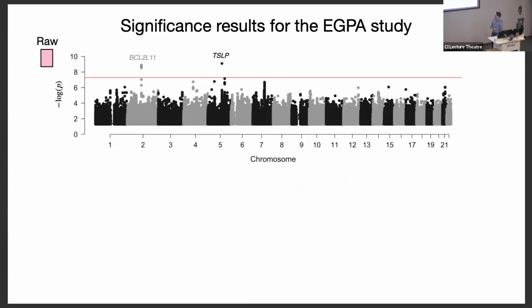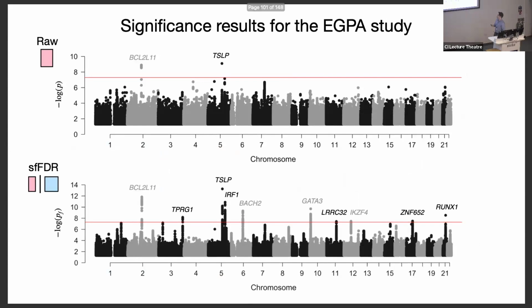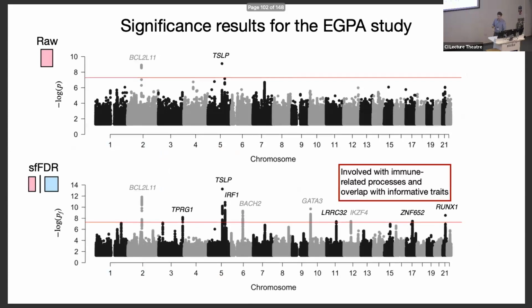So to go over the results, in the original GWAS, there's 2 loci that are genome-wide significant, and there's a few others that are pretty close. When we apply SIFTER, we identified 8 additional loci, and we find that they're all near genes involved with immune-related processes, and they overlap with the 4 traits, which is good.